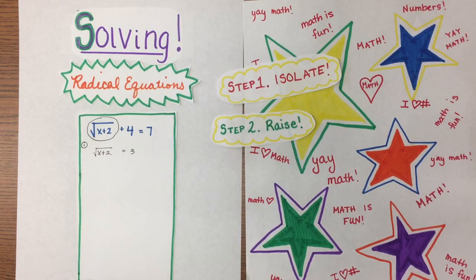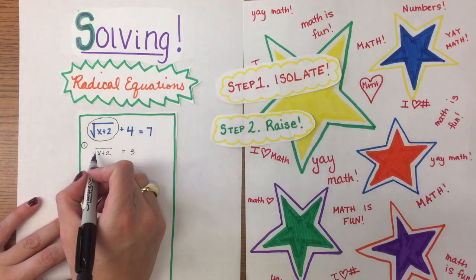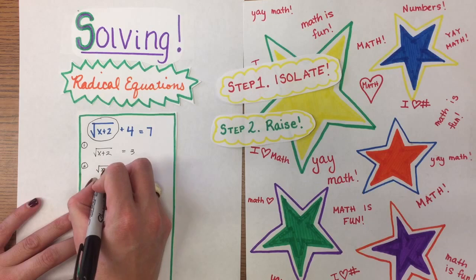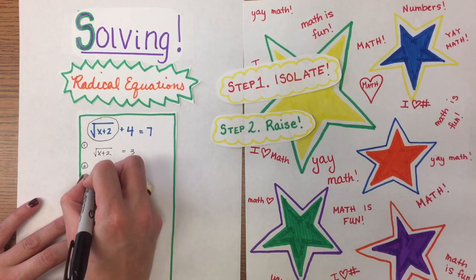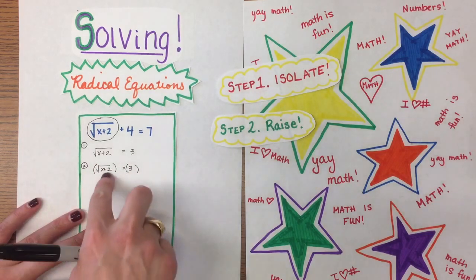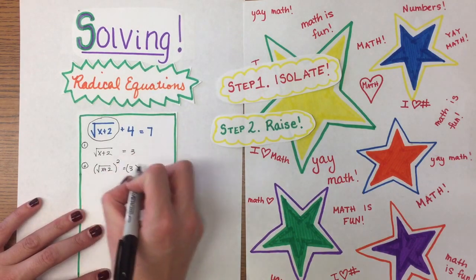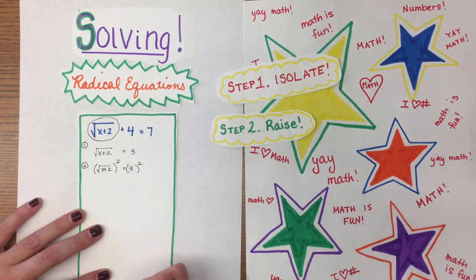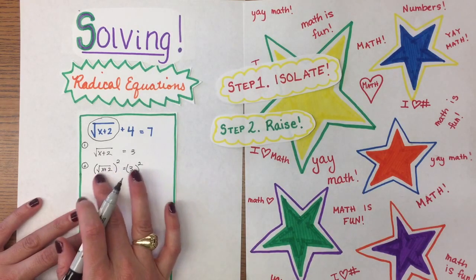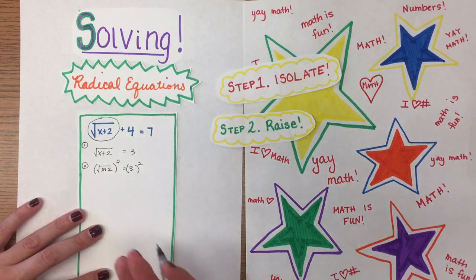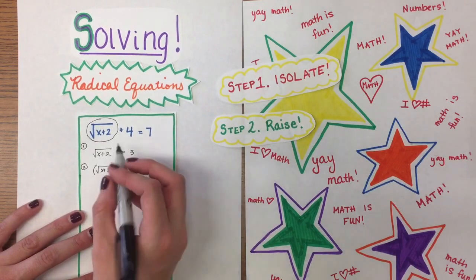Once I have my radical isolated, I am going to raise both sides of my equation to whatever power is necessary to get rid of the radical. So in step 2, I see that I have a square root of x plus 2. I need to raise both sides to whatever power is necessary to get rid of the radical here. So I see that that is going to be a squared. One thing we need to keep in mind, when we square both sides of the equation, we lose the sign of the original equation, because anything squared is positive. So we need to take that into account later on in our problem.